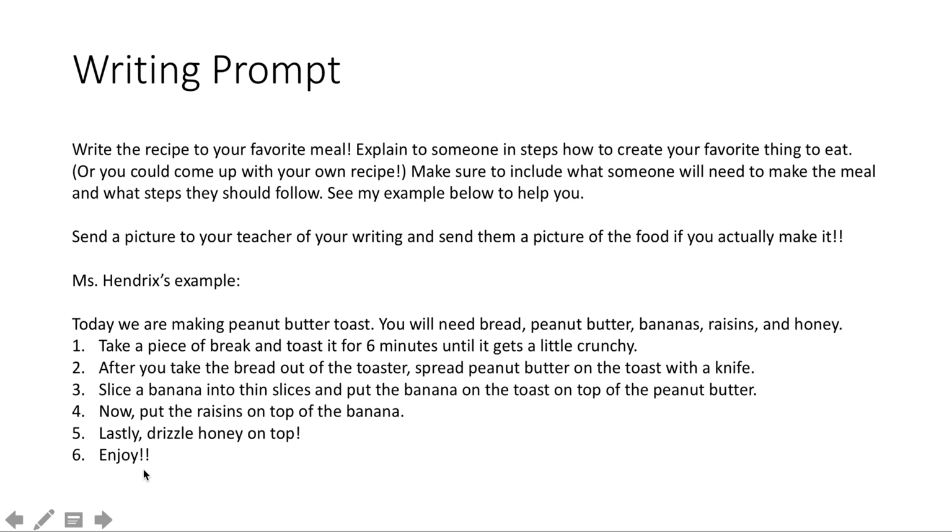Step 6. Enjoy. So you can number your steps just like this to explain how to make your favorite thing to eat. And I encourage you to send this to your teacher, and also, if you actually make it, to send them a picture of whatever you make.